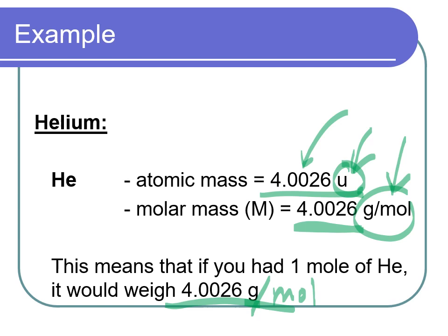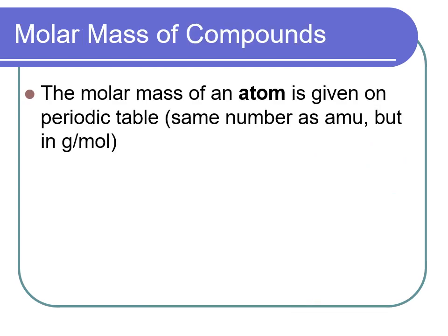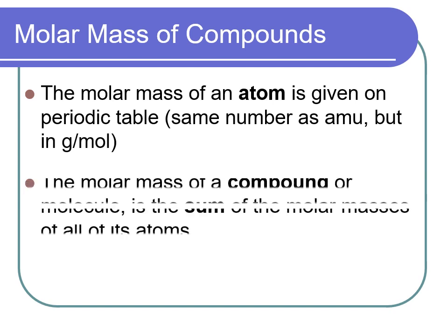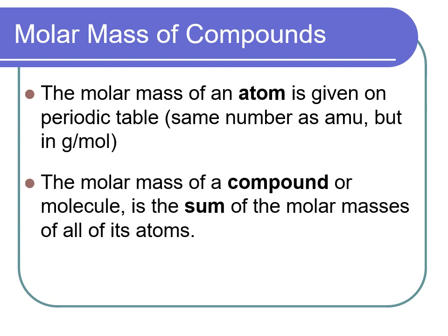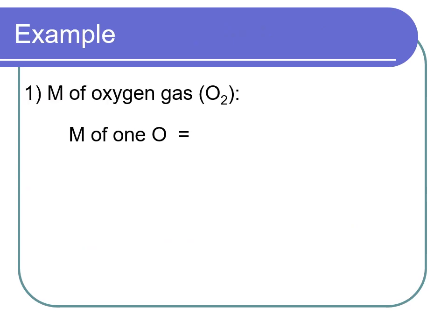So either you can write it out as a sentence, or you can say the molar mass of helium is 4.0026 grams per mole. So the molar mass of compounds, a compound being made up of more than one type of atom, you just have to sum the molar masses of the individual atoms. So the molar mass of a compound, take whatever atoms are in it, add them together, and you will have the molar mass of that. So essentially it is a sum of the molar mass of its atoms.